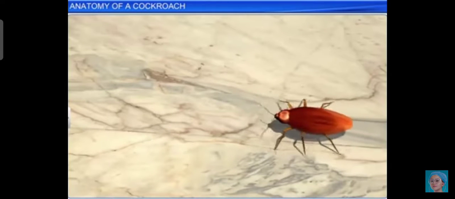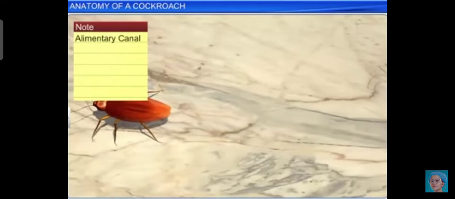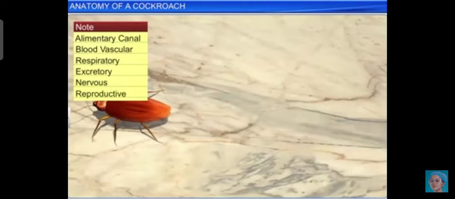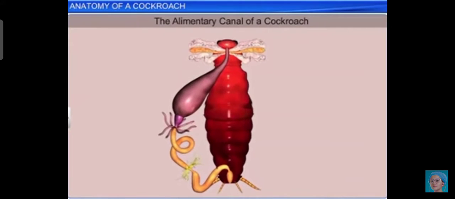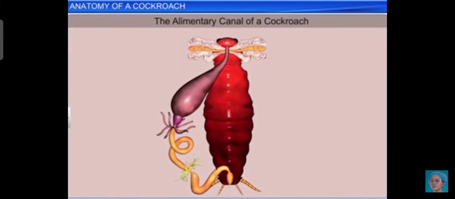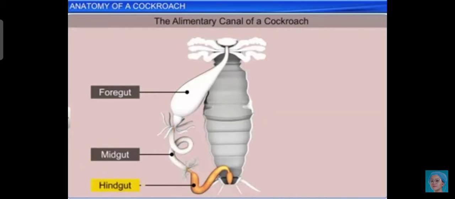Let's take a look at the anatomical features of a cockroach, such as the alimentary canal and the blood vascular, respiratory, excretory, nervous and reproductive systems. The alimentary canal is present in the body cavity and is divided into foregut, midgut and hindgut.